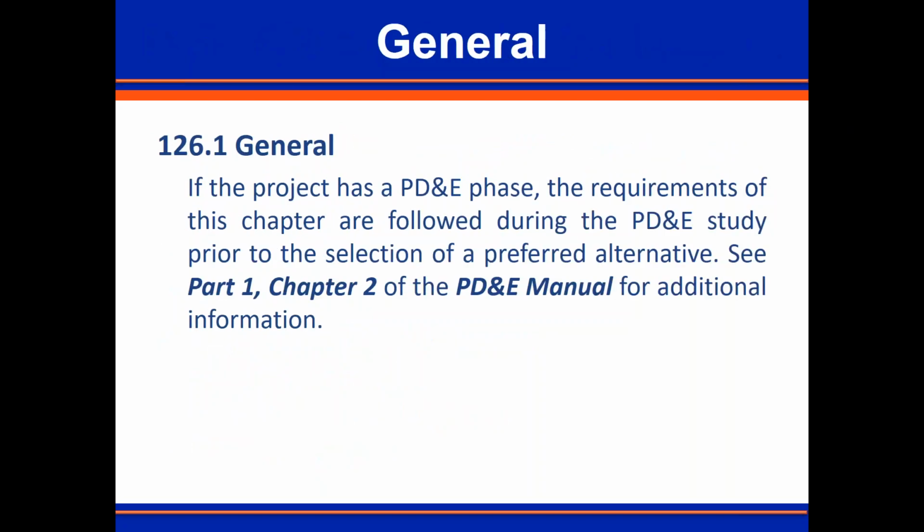In section 126.1, the general section of this chapter, please notice the new language regarding the lane elimination projects that have a PD&E phase. The requirements of this chapter must be followed during the PD&E study prior to the selection of the preferred alternative. Please refer to the PD&E manual for additional information, specifically Part 1, Chapter 2 of the PD&E manual.